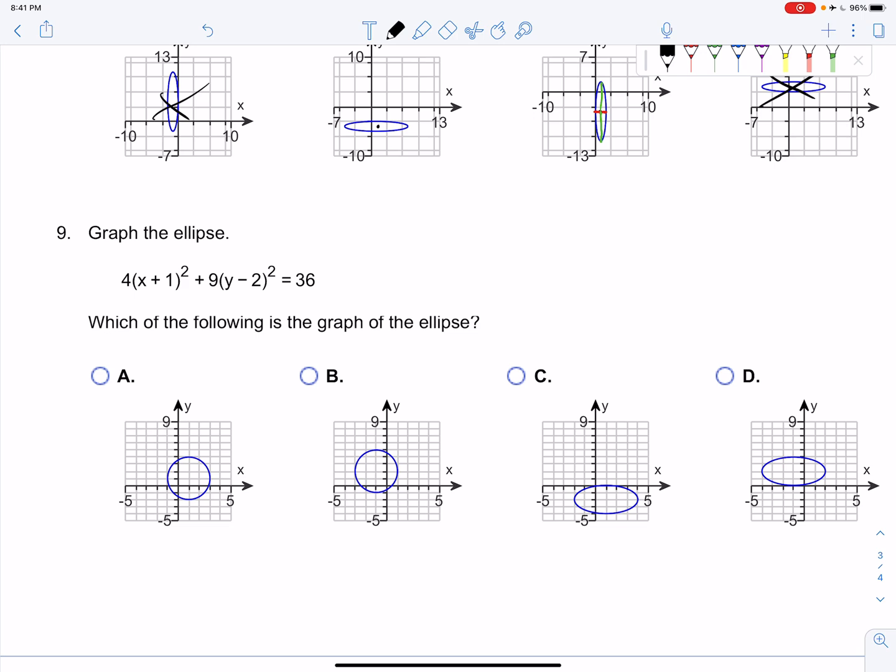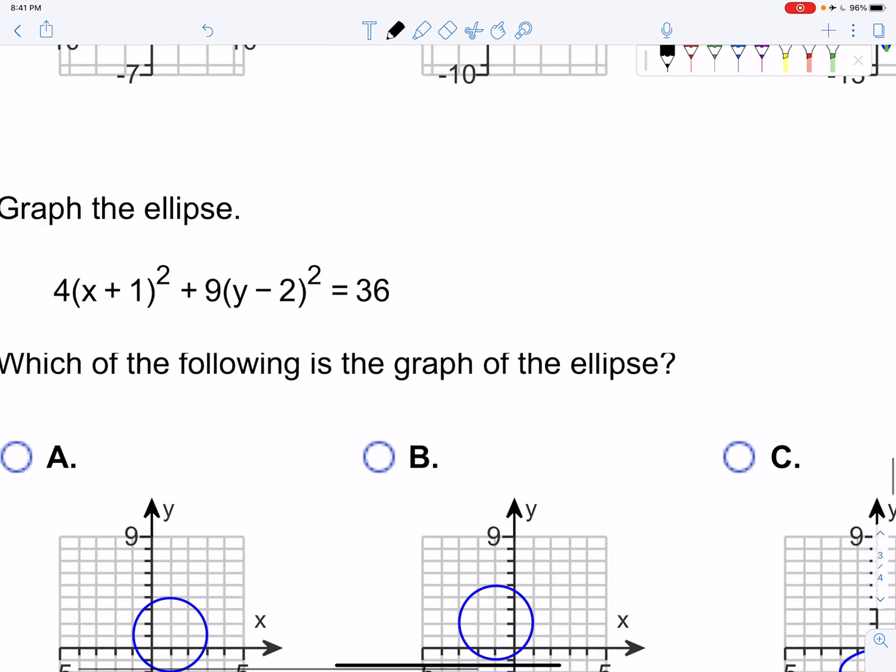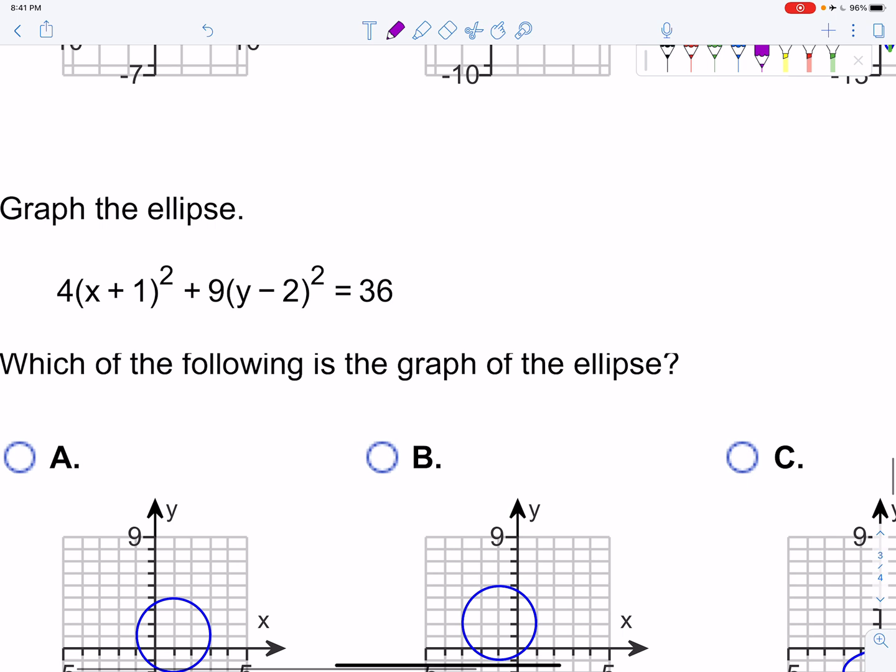Okay, 9 is not in the standard form that we want it to be in, so all we have to do is zoom in and divide both sides. We have to make this equation equal to 1. That's our goal, because that puts it in standard form. So we divide by 36 to make a 1 on the right. Divide each term by 36.